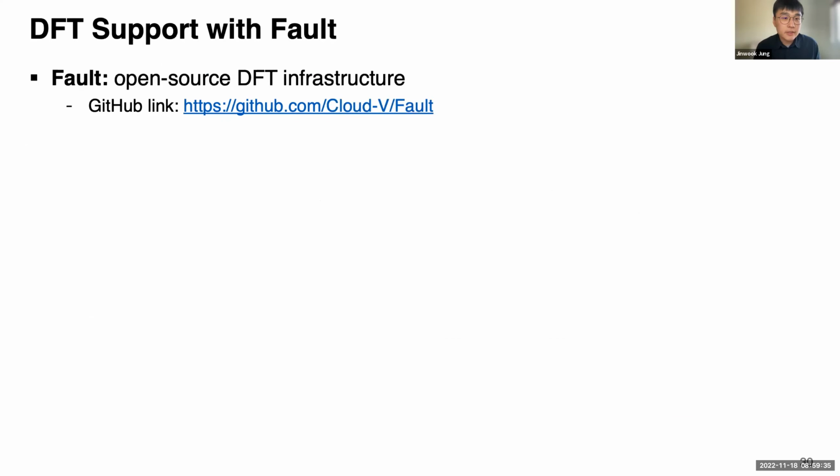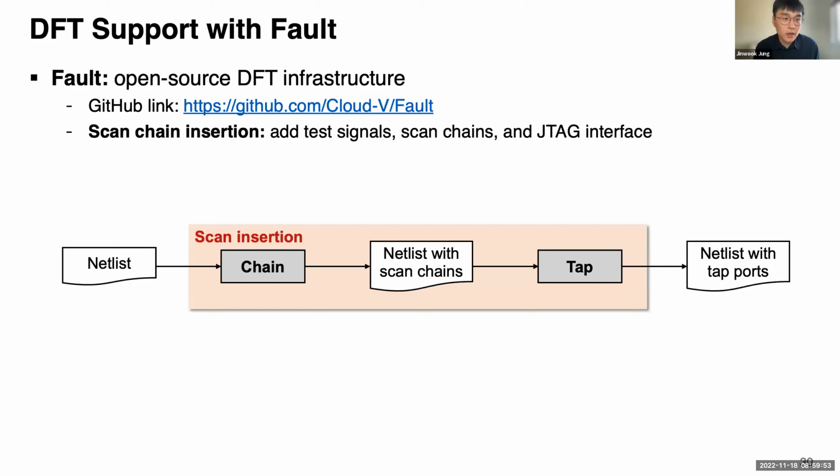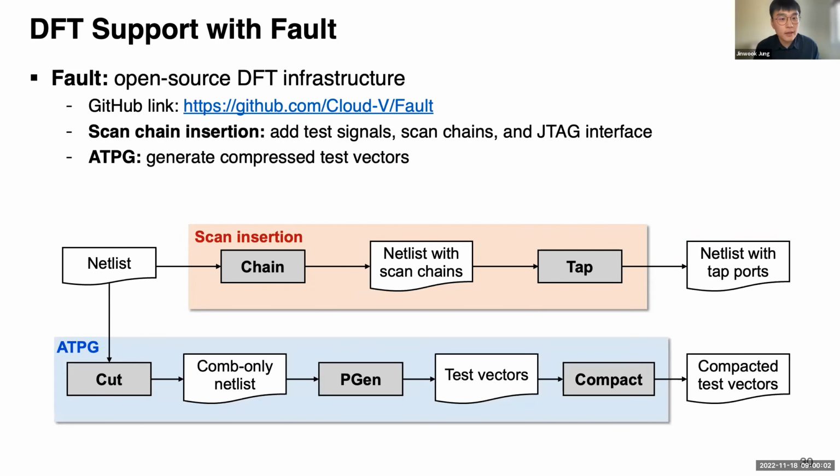And after logic synthesis, we insert DFT logic. In the open source EDA ecosystem, there had not been a usable DFT solution until recently, but thanks to the release of the Fault toolchain, DATC RDF now includes DFT support in its inventory. So given a gate-level netlist, the Fault toolchain creates a scan chain by adding test signals, a scan chain, and a JTAG testing interface. And it also creates compressed test patterns through its ATPG flow.